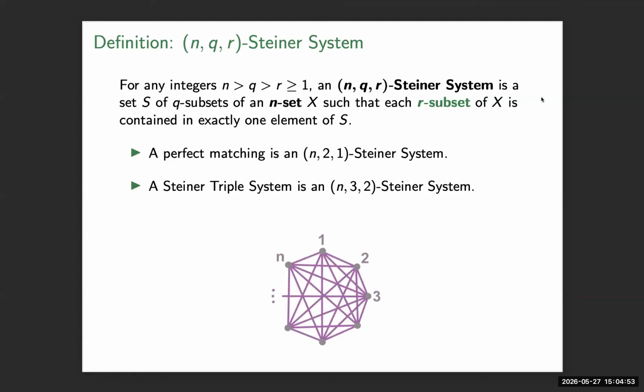For the purposes of visualization, we're going to visualize what a Steiner triple system is. So we're talking about every r-subset. In a Steiner triple system, r equals 2. So we're talking about a condition on every 2-subset. Well, I'm going to put in every edge. Now we have a complete graph. Again, we're getting into familiar territory here.